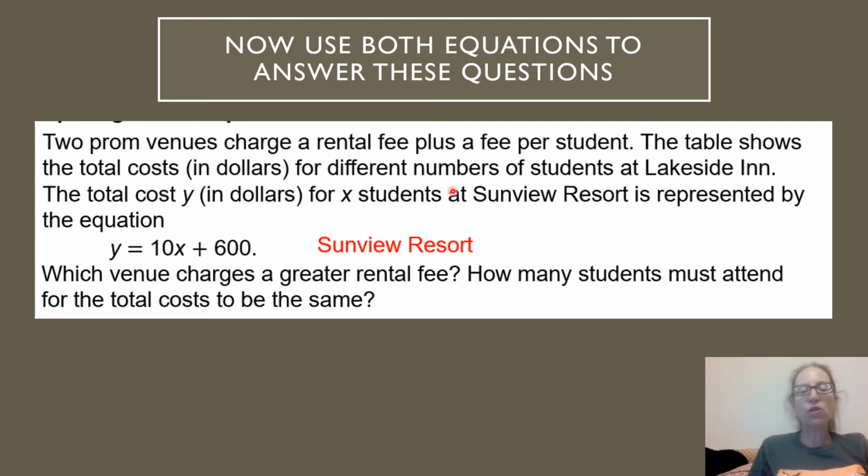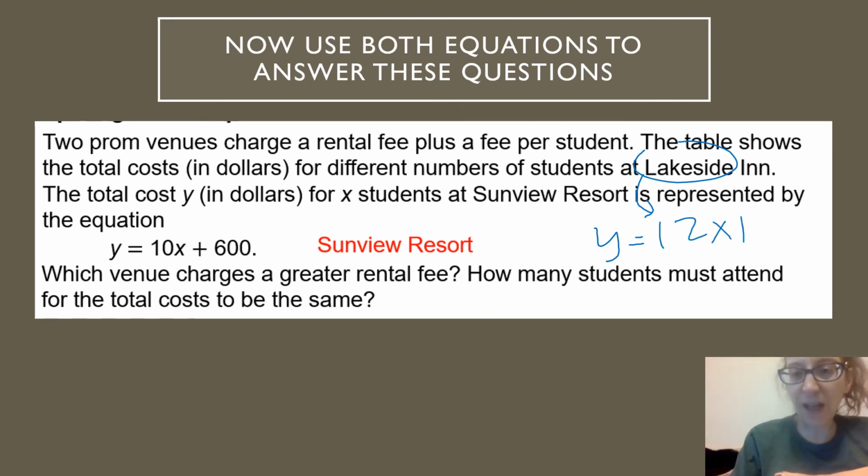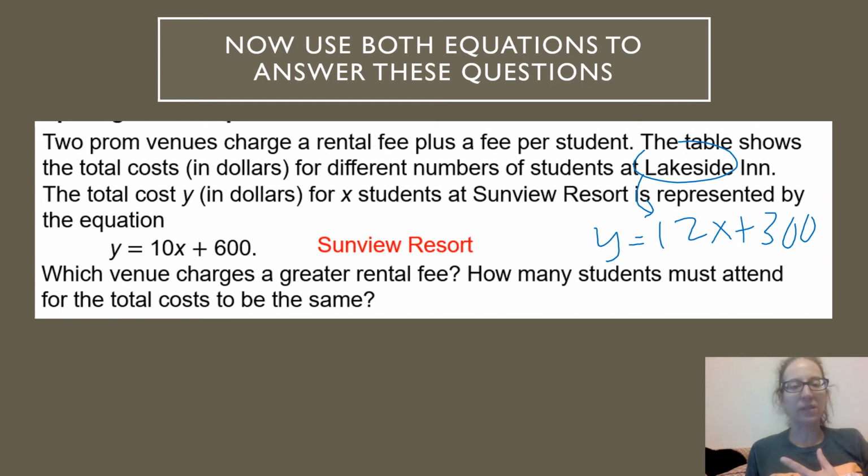Okay. The table shows the cost in dollars for different numbers of students for Lakeside Inn, and we already tackled that part. So Lakeside Inn, we already determined, was equal to 12x plus 300. And the total cost in y dollars for x students for some place called Sunview is represented by this equation, y equals 10x plus 600. And so the question here is, which venue charges the greater rental fee and how many students must attend for the cost to be the same?